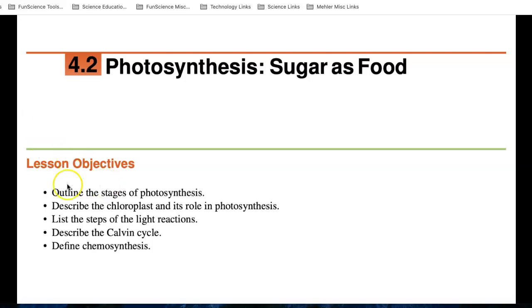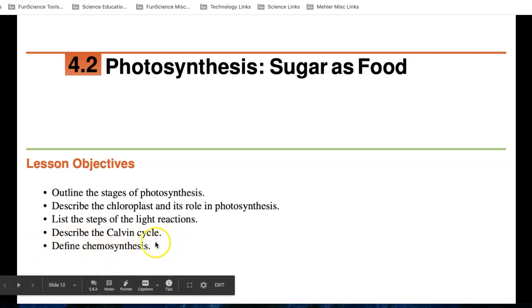So let's look at the lesson objectives. They're going to outline the stages of photosynthesis. They're going to look at the chloroplast, where photosynthesis happens. They're going to look at the steps of the light reactions and the Calvin cycle. Then they're going to talk about something called chemosynthesis, not photo, which means light, but chemosynthesis, and we'll talk about that at the very end of this section.